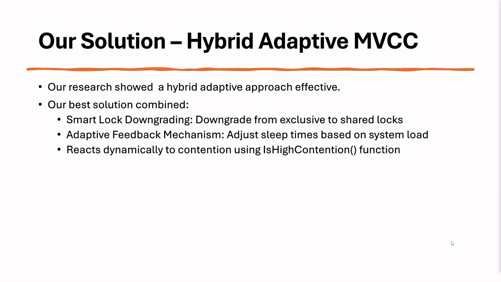At the core is our high contention function. It checks whether the number of active backends exceeds 60% of the system limit. If so, we apply stronger locks. If not, we favor weaker locks to increase concurrency.